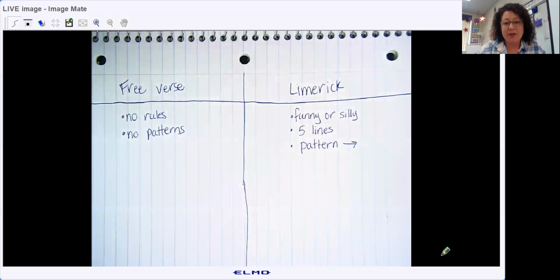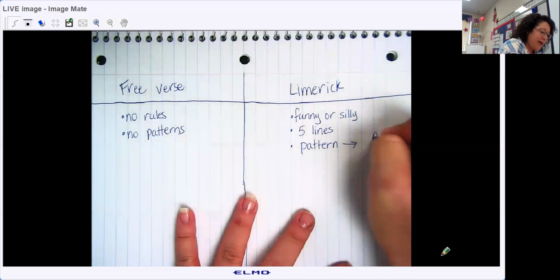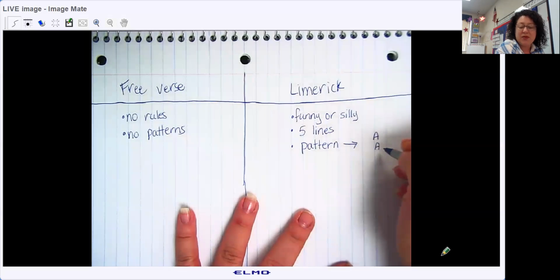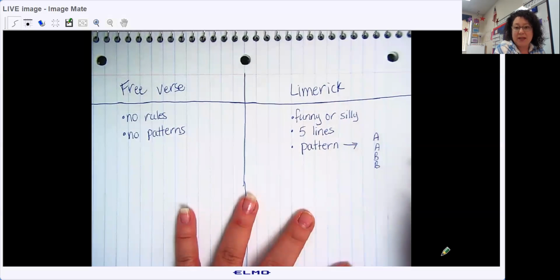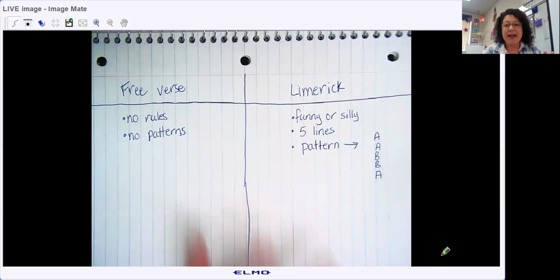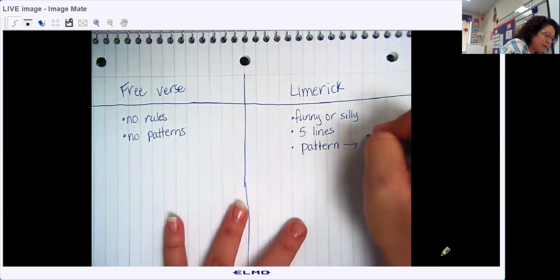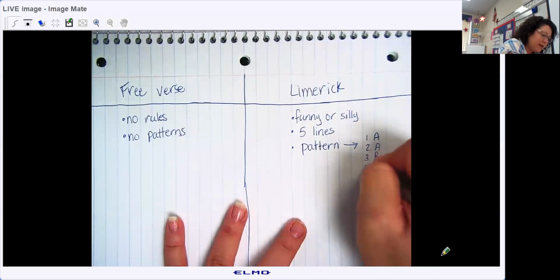And remember that pattern that we looked at in our PowerPoint was line 1, 2, and 5 rhyme, and line 3 and 4 rhyme. So this is how I'm going to write it. So A, lines 1 and 2 rhyme, so they would be like lines A. Lines 3 and 4 rhyme, so that's the letter B. It's the same letter because it's rhyming. And then line 5 rhymes with 1 and 2. That's why it's A, B, B, A. A are lines 1, 2, and 5, and they rhyme. And then lines 3 and 4 rhyme.